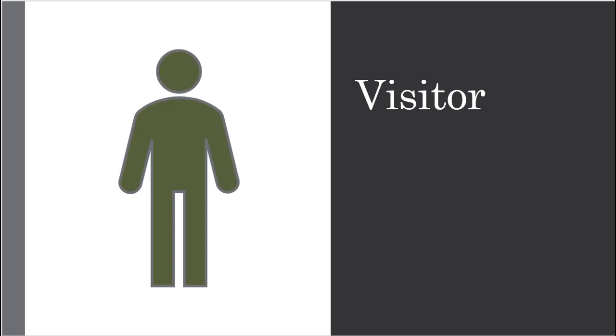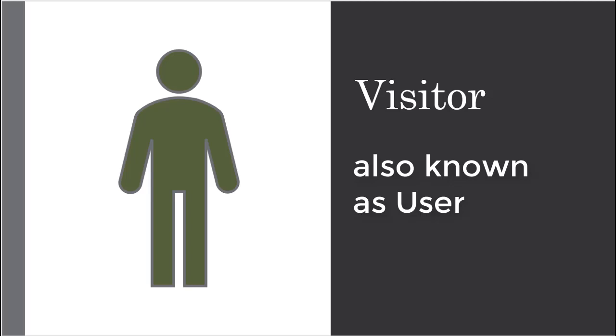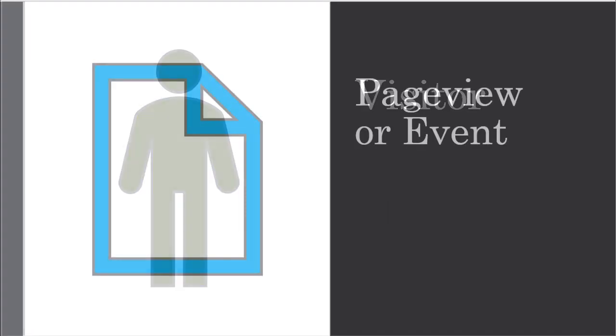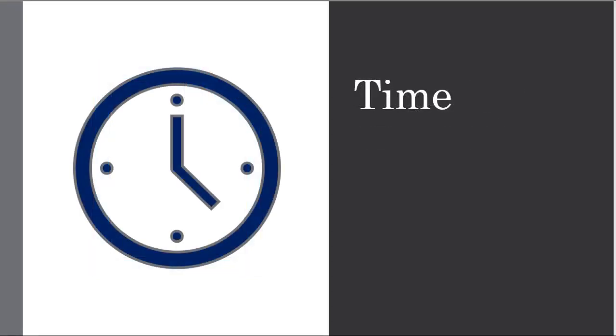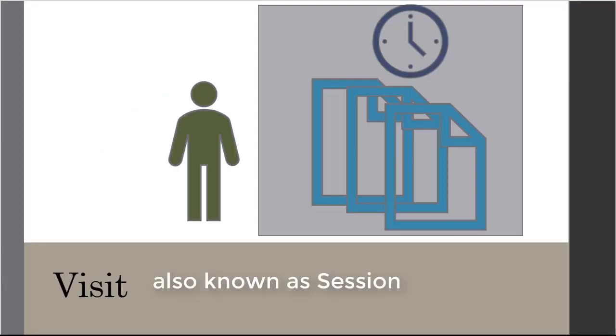One is a visitor, also known as user. This is the person who's taking an action in browsing the site. Then there are page views or events. These are the actions that users take. Either they'll view a page, click on a link, etc. And then there is time. This is the time that gets started when the visitor comes to the site and then ends when the visitor leaves the site. And finally, there is visit.